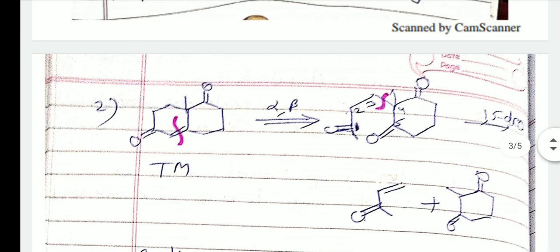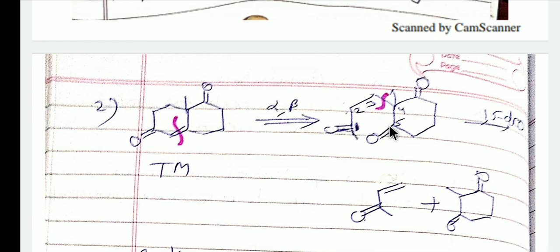Now, another example for the disconnection approach. This is the target molecule. On disconnection at this position, we get this type of open chain compound. Here one ring is opened and one exists as it is. So the ring is open and we get the 1,5-dicarbonyl compound here: 1, 2, 3, 4 and 5, the carbon atoms, with the carbonyl groups present at position 1 and position 5.